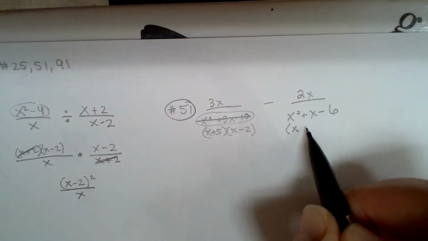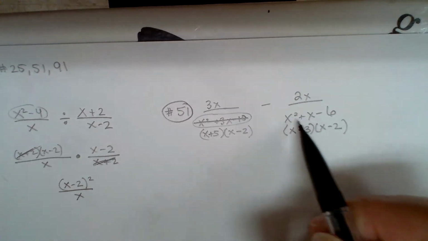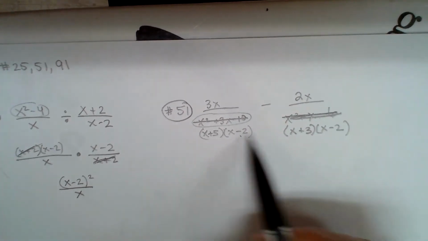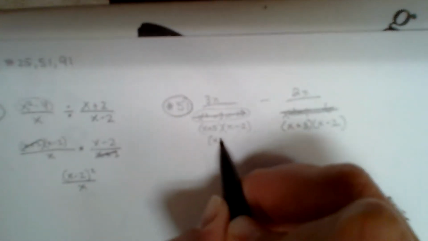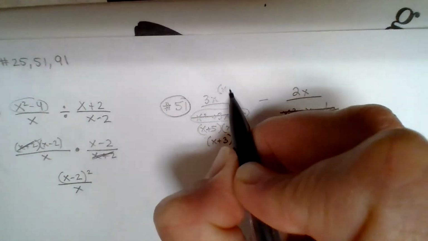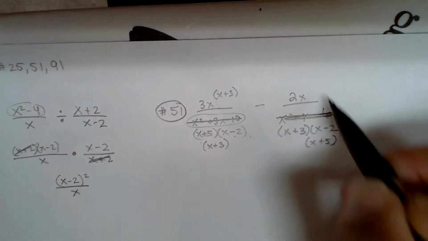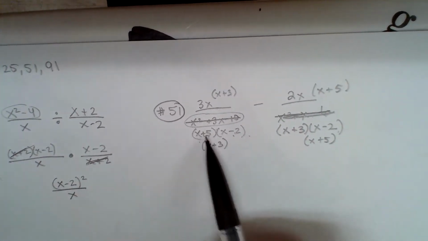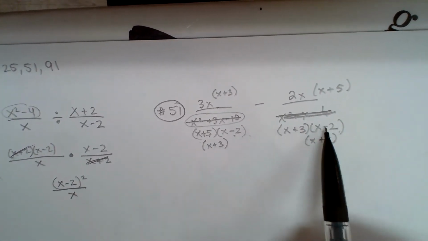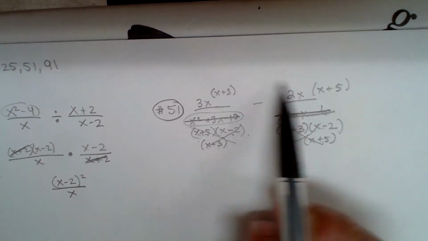So x plus 3 and x minus 2. We'll make that work out. So they already match up with the x minus 2, so that's good. This one needs an x plus 3. And this one needs an x plus 5. So x plus 5, x plus 5, x minus 2, x minus 2, x plus 3, x plus 3. So we can drop our denominators and just solve from the numerator.